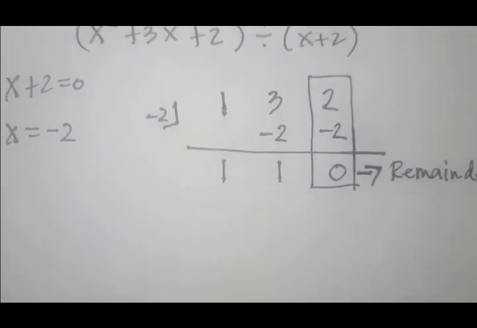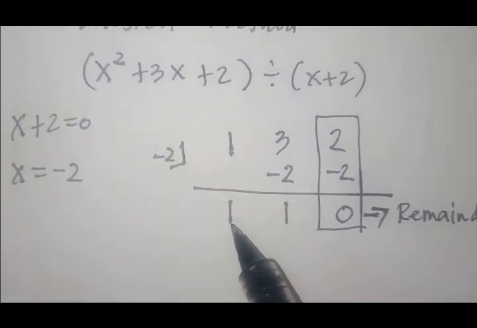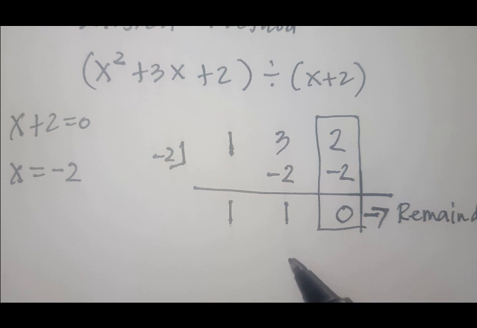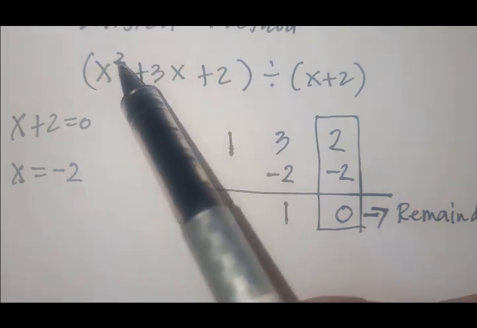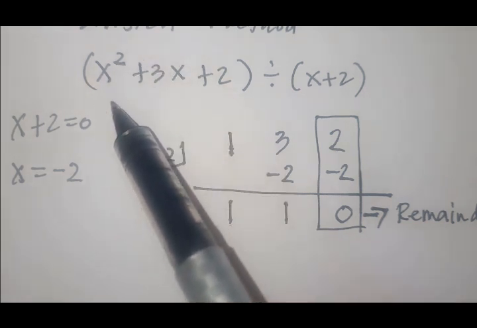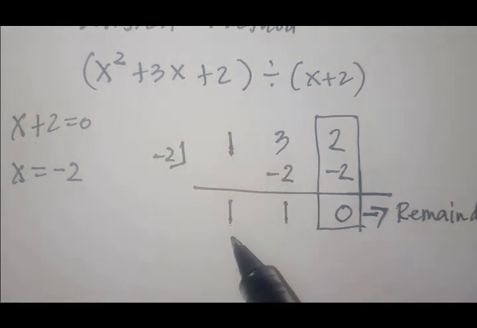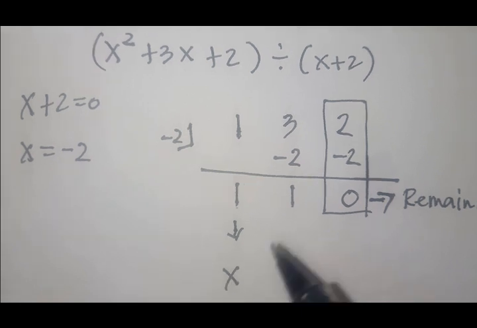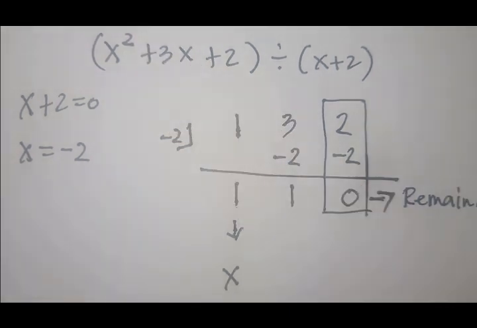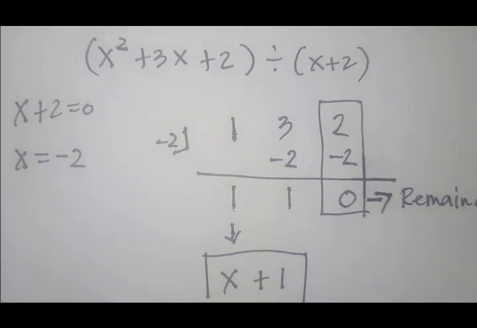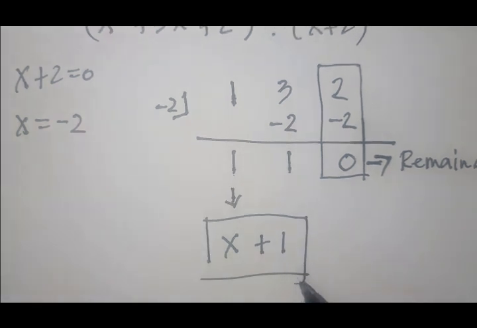Okay, so paano naman yung ating quotient? So, we have 1 and 1. So, anong ibig sabihin niyan? Let us try to subtract 1 from your exponent doon sa first term. It means you have, this is x. Okay? Nagbawas lang tayo ng 1 doon sa degree ng exponent natin. Then, this is positive 1 plus 1. So, ibig sabihin, the quotient from the given x squared plus 3x plus 2 divided by x plus 2 is equal to x plus 1.